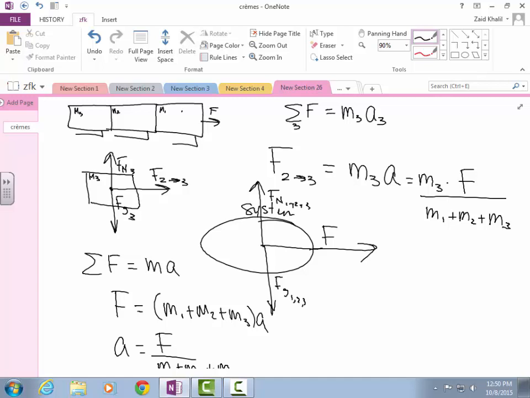I'm kind of confused on what that means. You'll see. Because guess what we're going to do next? Free body diagram on the second one.